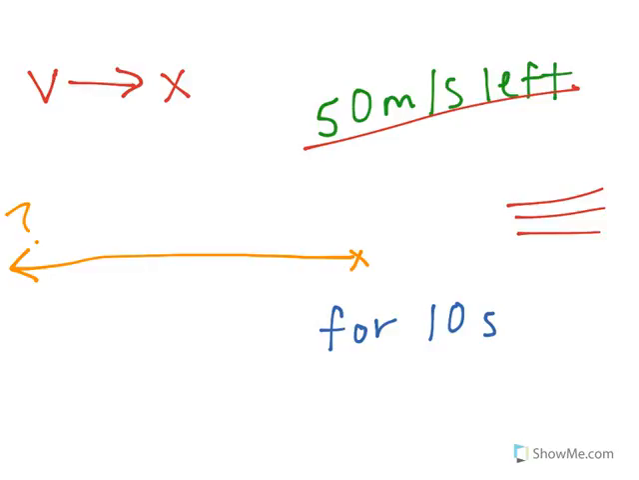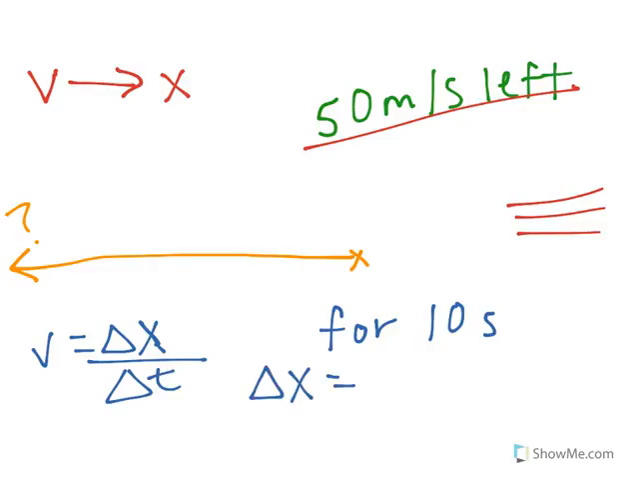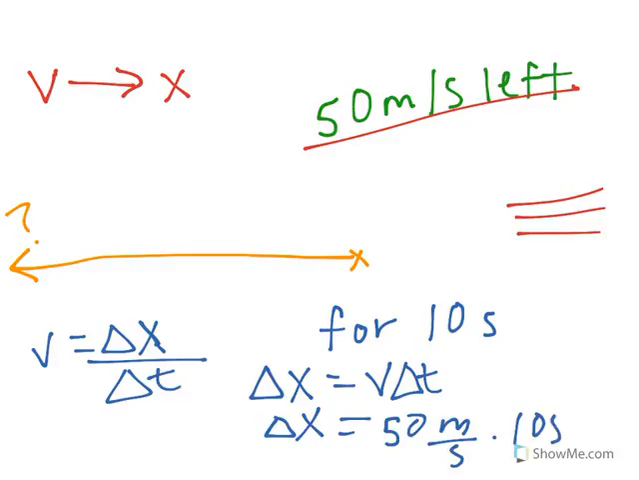Alright, let's see here. Our Ferrari is traveling at 50 meters per second for 10 seconds, and we know that velocity is the change in distance, the change in position over the change in time. Then we can solve for change in position by multiplying the velocity times the change in time. So we've got delta x equal to 50 meters per second times 10 seconds. Our seconds cancel out and we end up with 500 meters.